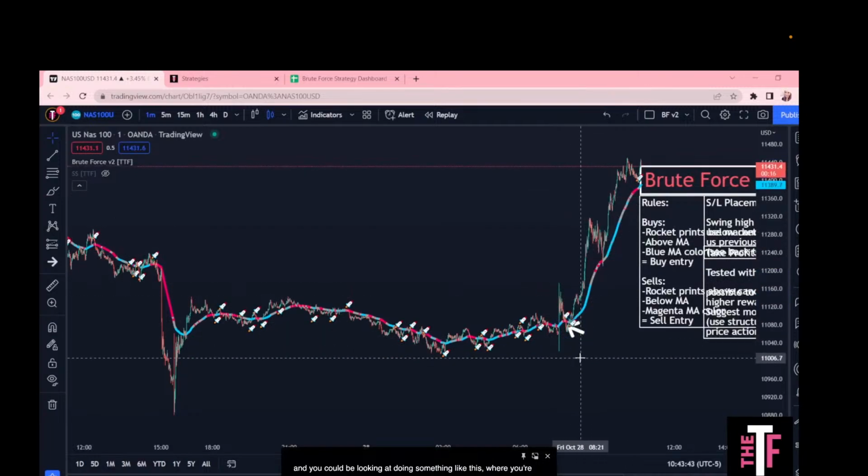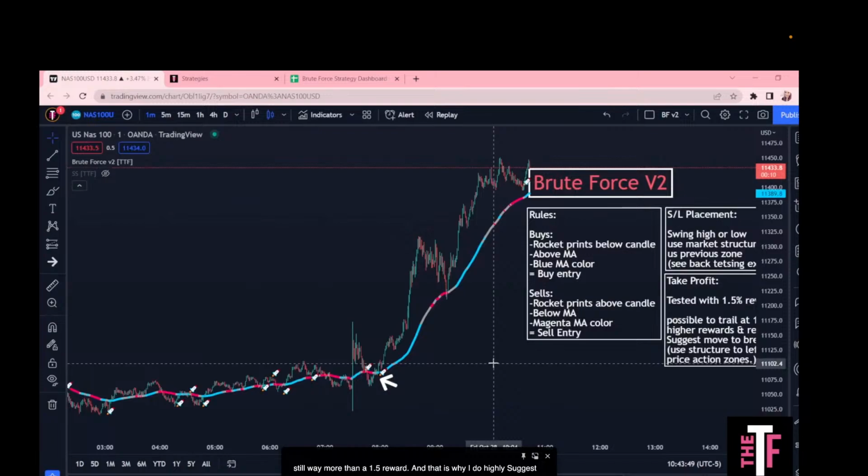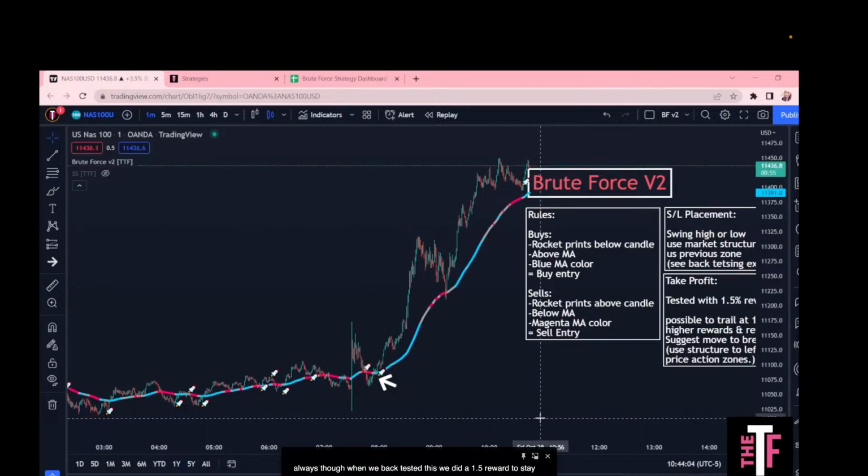And that is why I highly suggest with this specific strategy that you do look to potentially trail. I personally, if I was trading this, would be trailing this more often than not, because the potential for these massive rewards is huge. Like always though, when we backtested this, we did a 1.5 reward to stay consistent, and even with that, the gains are still pretty good, taking every signal and using zero analysis. So again, up to you guys how you want to trade this, but I personally would like to see many of you taking this and working with it on more of an intermediate style where you are adding in some analysis. Maybe you're adding in another confluence, whatever you like to use.